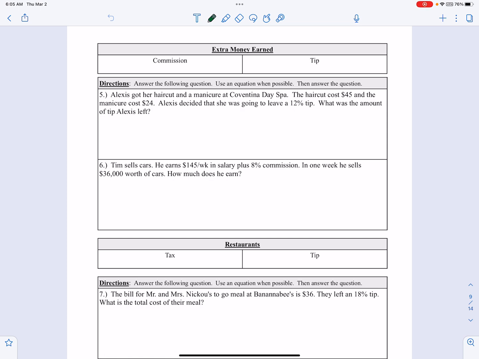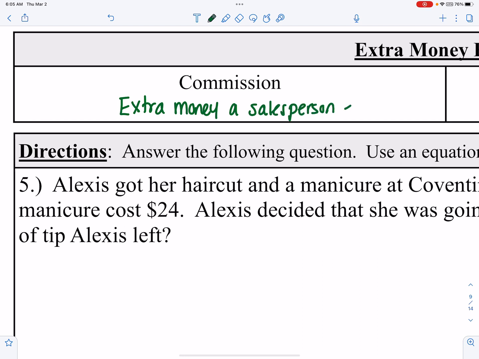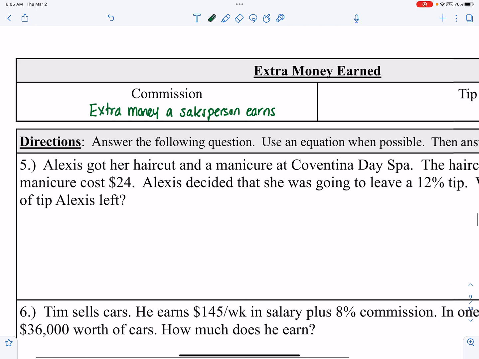So let's get started. When we're talking about commissions, this happens a lot with car salesmen or women, things where you're getting incentive to sell something. The best way to describe this is it's extra money a salesperson earns. But it's usually on an amount of money or on each item, that kind of thing.